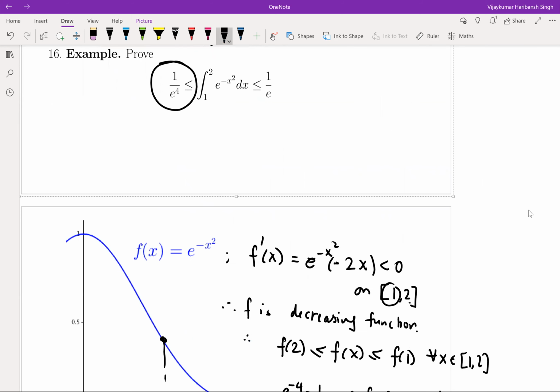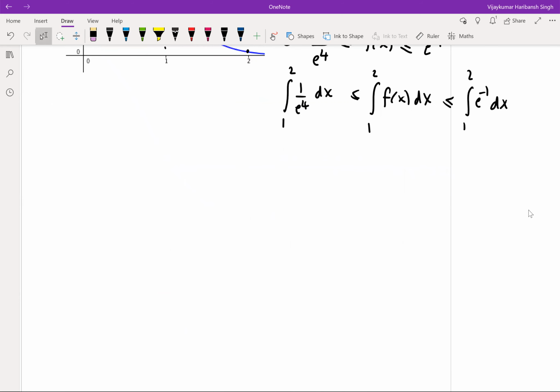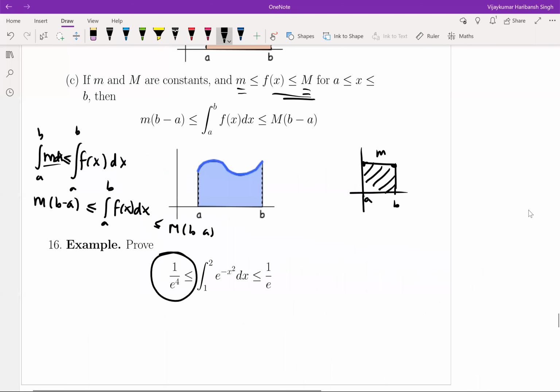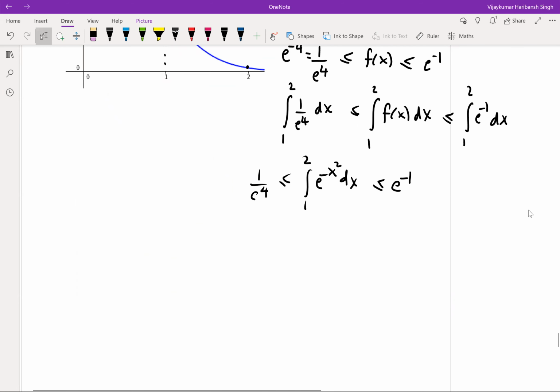So now you get 1 by e to the 4 less than or equal to the integral from 1 to 2 of f of x, which is e to the minus x squared dx, less than or equal to e to the power minus 1. And this is what you wanted to prove, right? Well, e to the minus 1 is same as 1 by e. So this takes care of that proof.